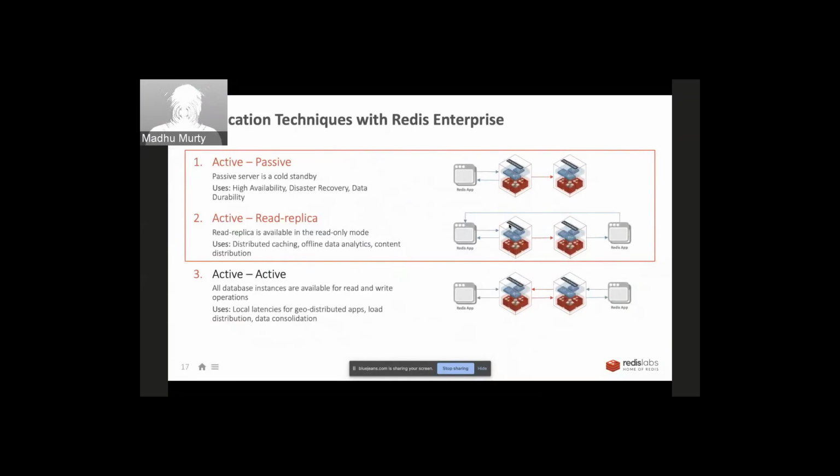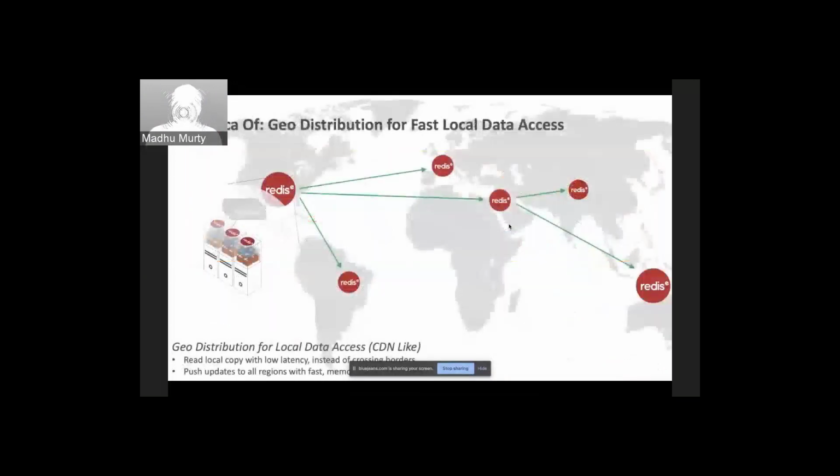Active-passive replication is more like a function that you could use when you have a single source of truth, wherein you have all the writes going to a specific location.